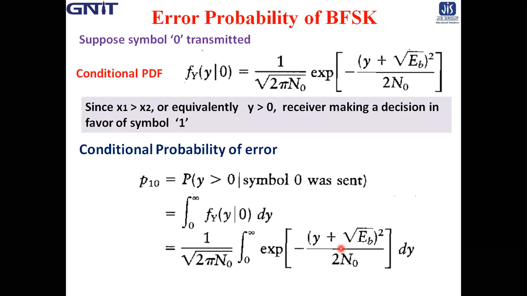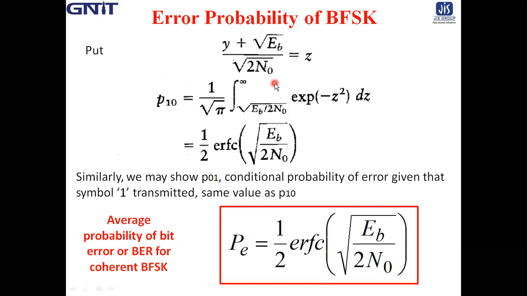Let us assume that (y plus square root of EB) by square root of 2N0 is equal to z. By then changing the limit of integration, we can ultimately get P10 equal to 1 by square root of pi, integration from square root of EB by 2N0 to infinity of e to the power minus z square dz. So it now becomes half ERFC square root of EB by 2N0.